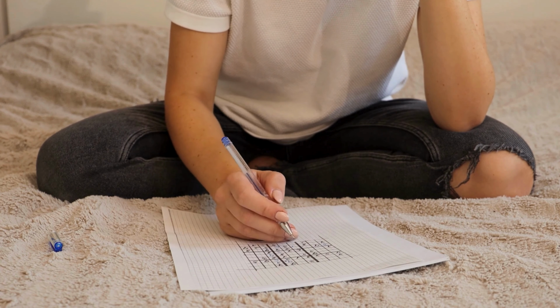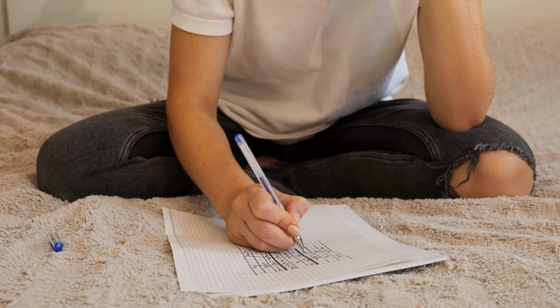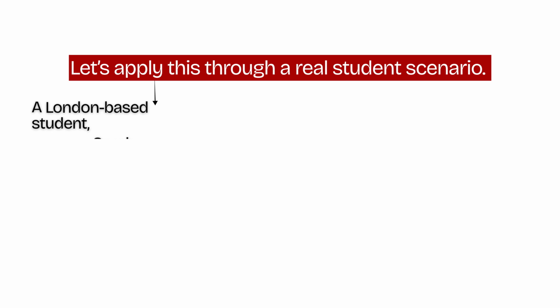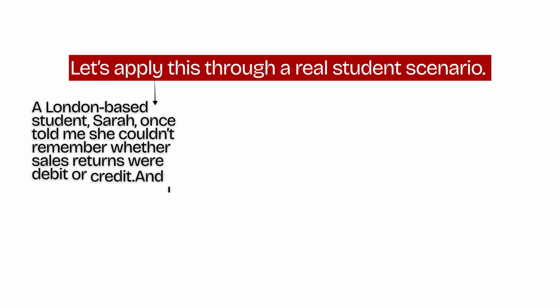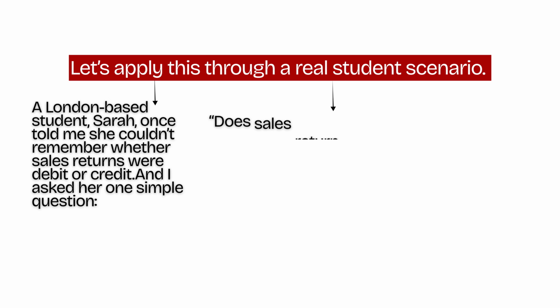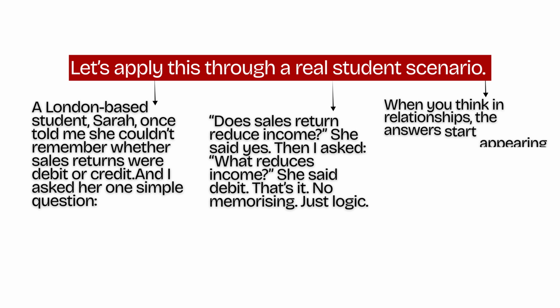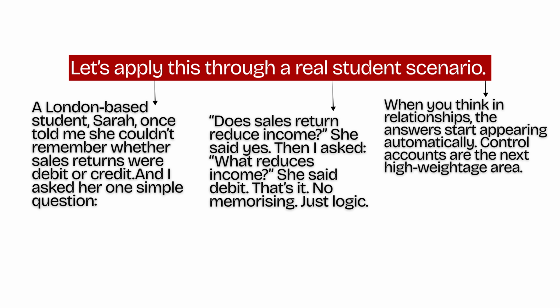Once you understand this matrix, FA2 stops being accounting and becomes a puzzle that solves itself. Let's apply this through a real student scenario. A London-based student, Sarah, once told me she couldn't remember whether sales returns were debit or credit. And I asked her one simple question: does sales return reduce income? She said yes. Then I asked, what reduces income? She said debit. That's it. No memorizing. Just logic. When you think in relationships, the answers start appearing automatically.